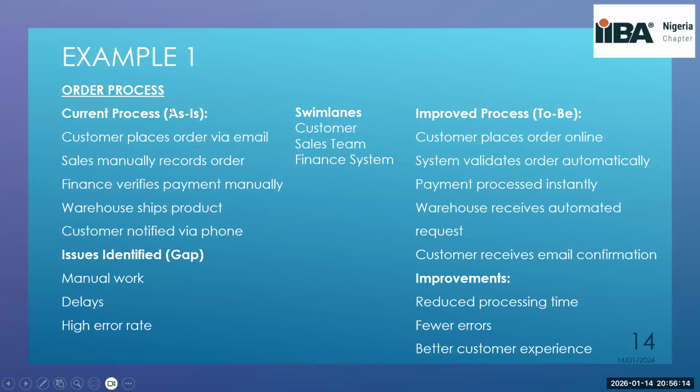For example, let's look at this other process. Now, the current process for this company: the customer places order via email. Sales manually records the order. Finance verifies. Warehouse ships the product. Customer notified via phone. This is a manual process. Now, the issues that we've been able to identify from this current process are the manual processes they use, the manual work. There is delay. Definitely, when you are using manual processes, there will be delay in some areas. Then the high error rate also. These are the issues, these are the gaps that were identified in these processes.